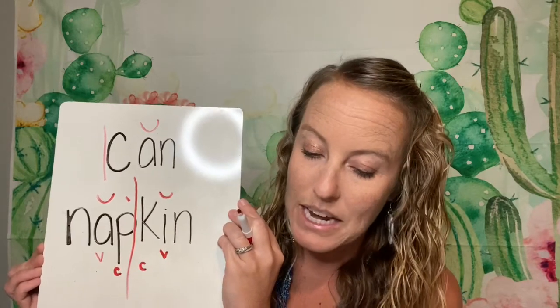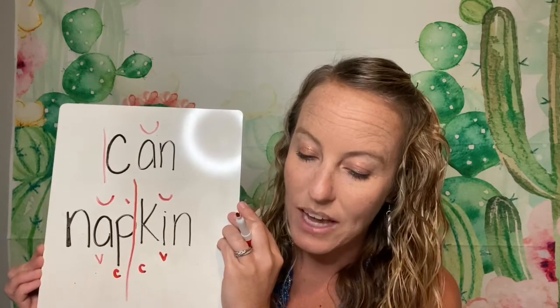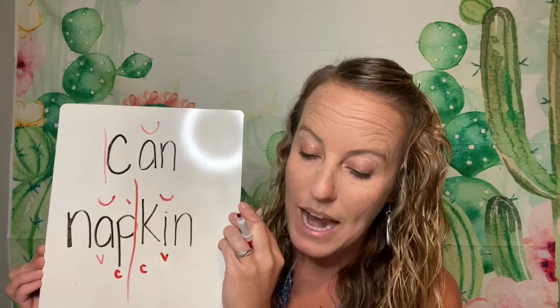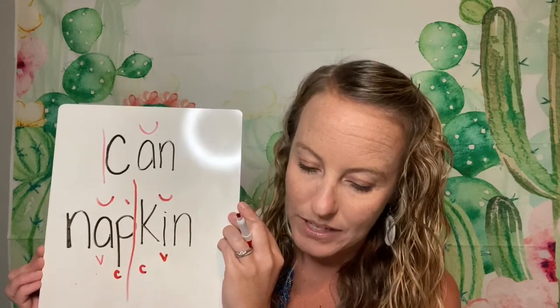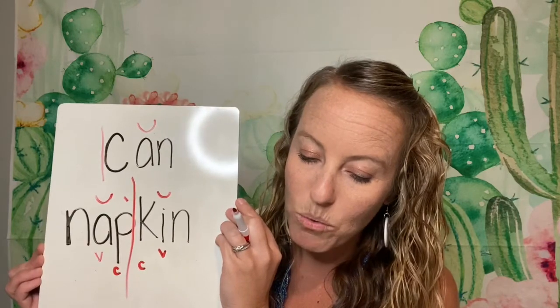Now let's put the two syllables together. Napkin. Now we say it with the accent on the first syllable. Napkin. Who can tell me what a napkin is? What's a napkin? Good job.